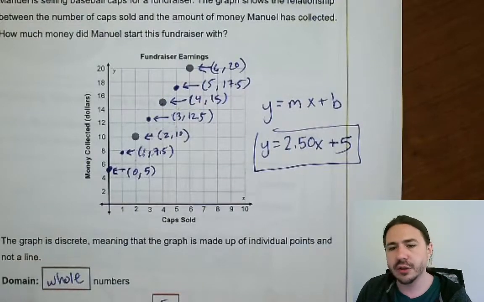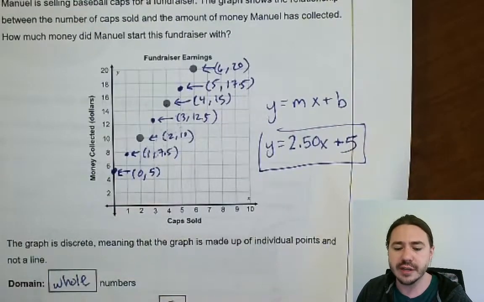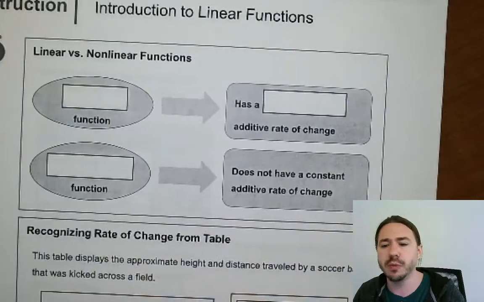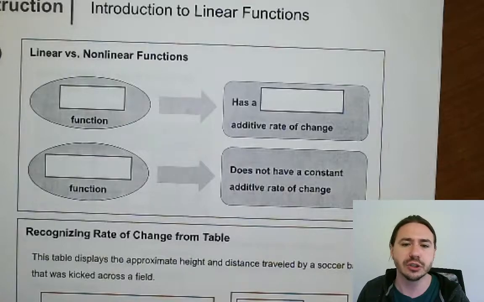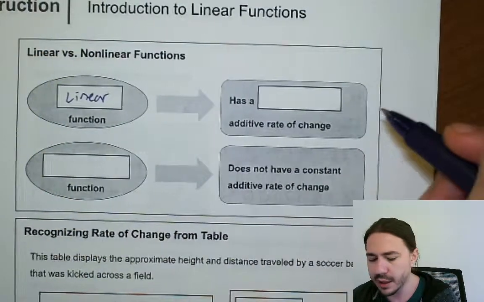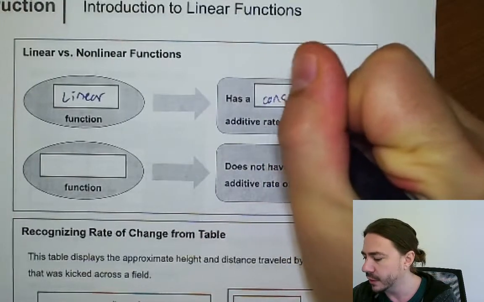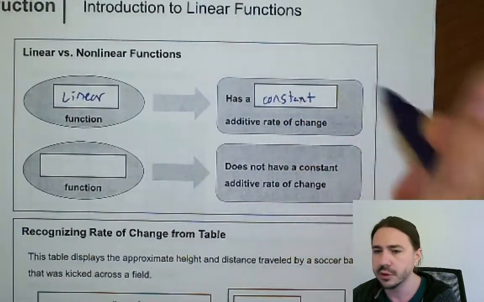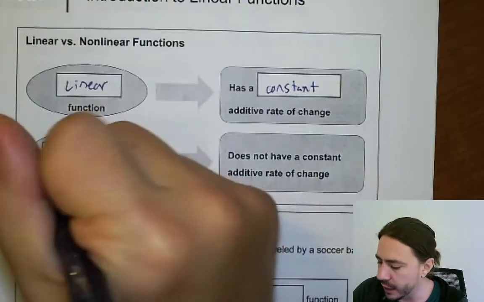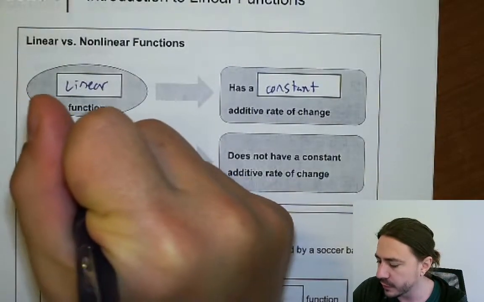We've talked a lot about rate of change, and we know now that a function is linear when the rate of change is constant. So let's try to determine, if I give you some information, you tell me if it's a linear function or not. A linear function has a constant additive rate of change, meaning you're adding or subtracting the same amount every time. A nonlinear function doesn't.